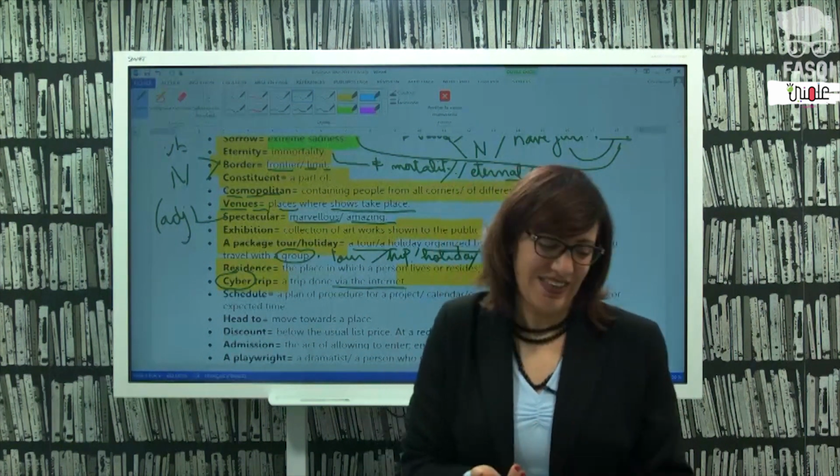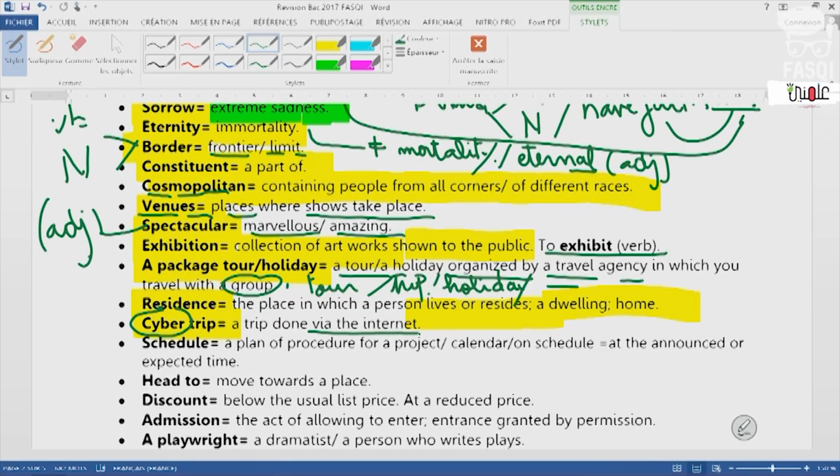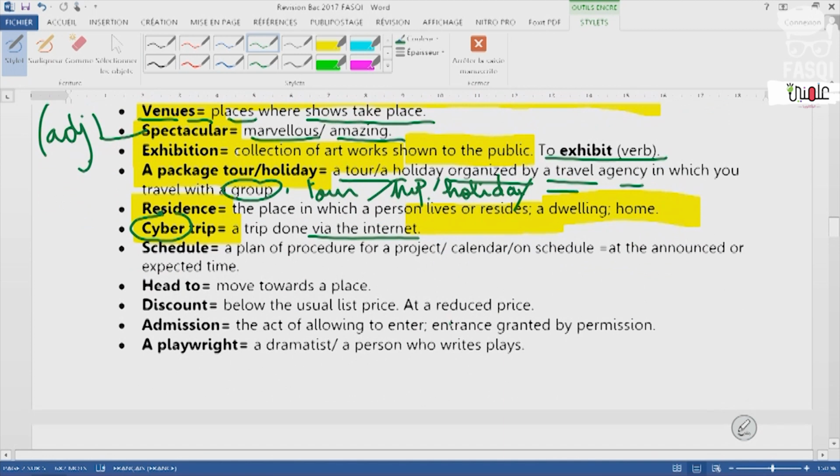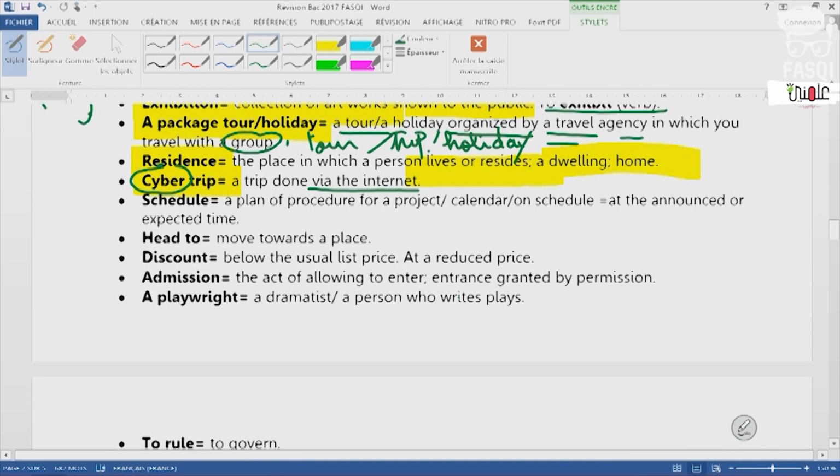That's it, good. There we have the word schedule. What's a schedule? I would like you always to remember that word, a schedule, or to schedule. Normally that's something programmed, something planned, a calendar. You can also have the expression on schedule, at the announced or expected time.